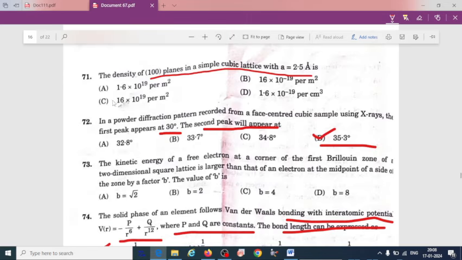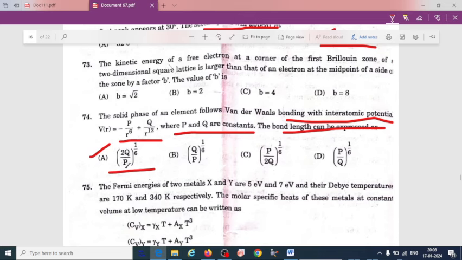So which option is correct here? The first one. The next question: the kinetic energy of a free particle at a corner of the first Brillouin zone of a two-dimensional square lattice is larger than that of an electron at the midpoint of a side of the zone by a factor b. The value of b is.